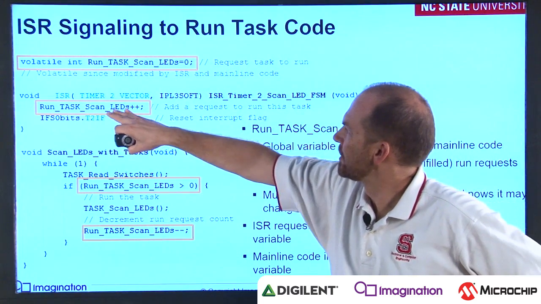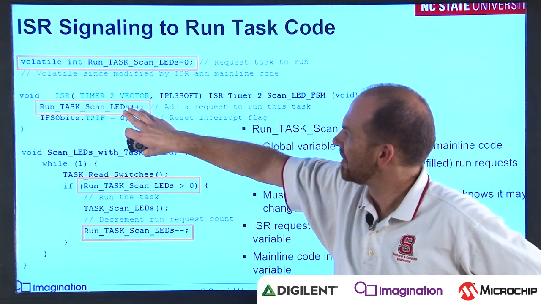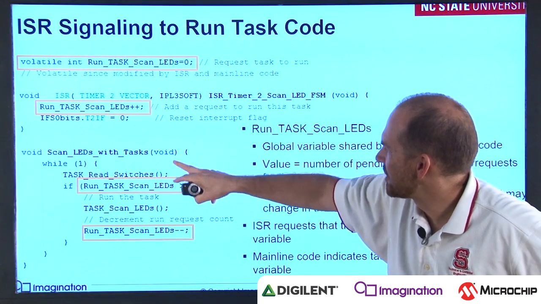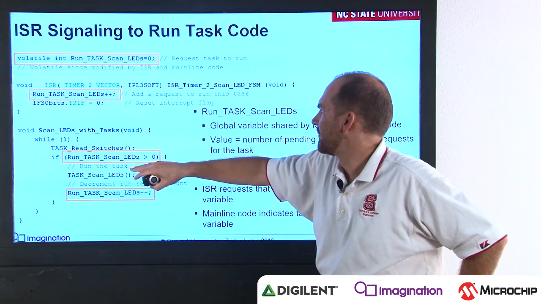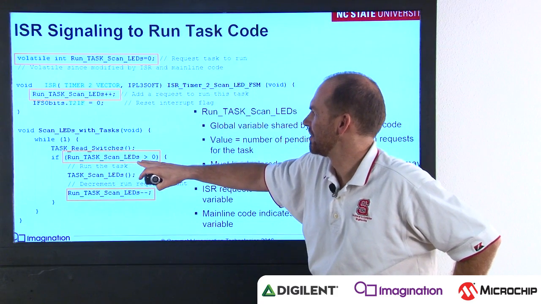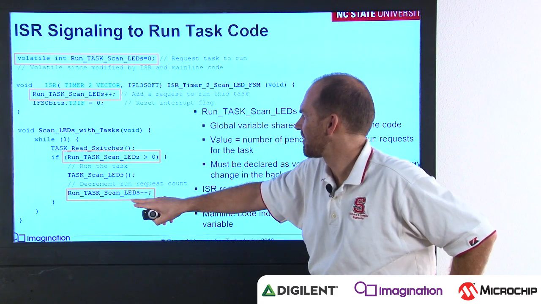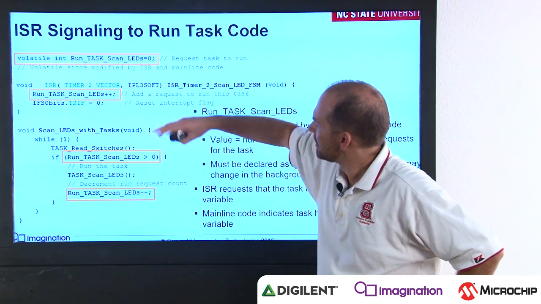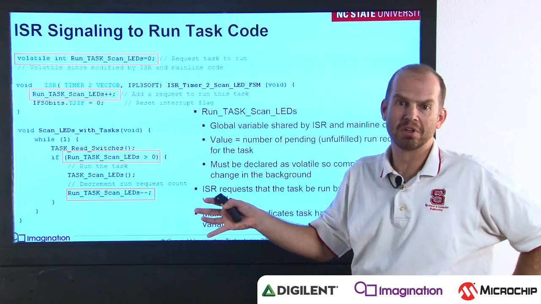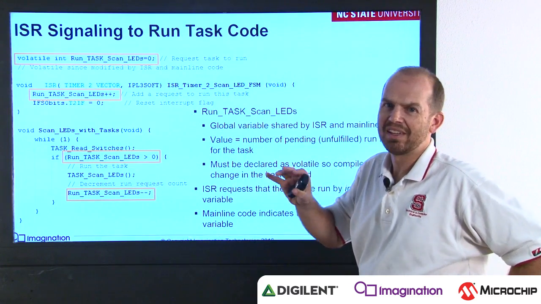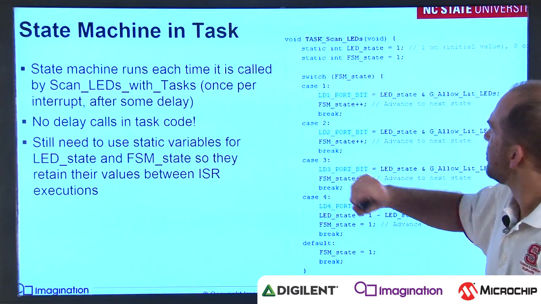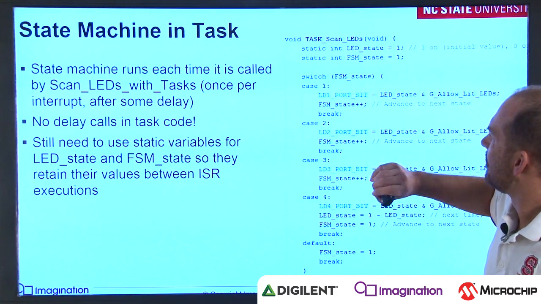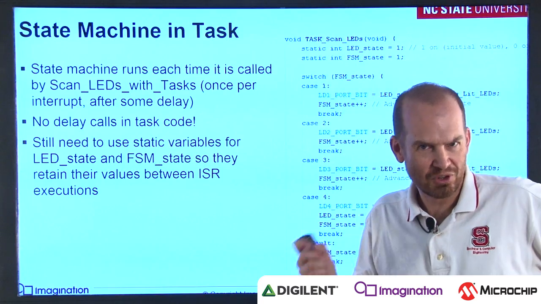So in this case, the interrupt service routine, each time it runs, will increment this run task scan LEDs variable, and this scan LEDs with task function is acting as the scheduler, and if it's been requested to scan the LEDs, it will do that and then decrement the variable that indicates how many times it's been requested. So this is one mechanism for communication between the interrupt service routine and the mainline code. We could put the state machine into the task if we want, and in this case, we've got a different set of design trade-offs to consider.